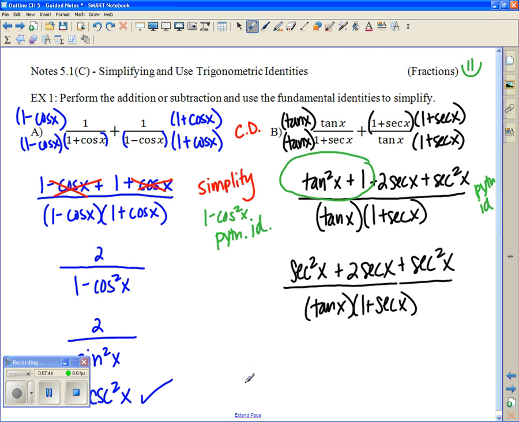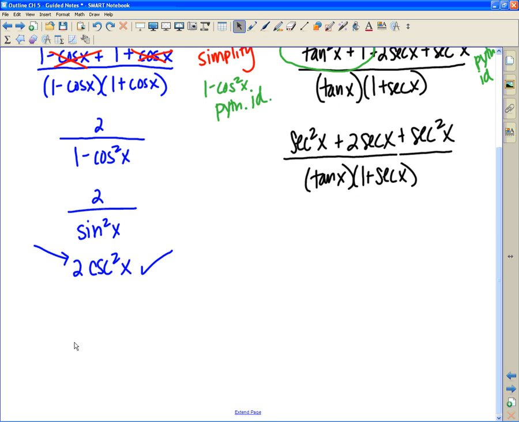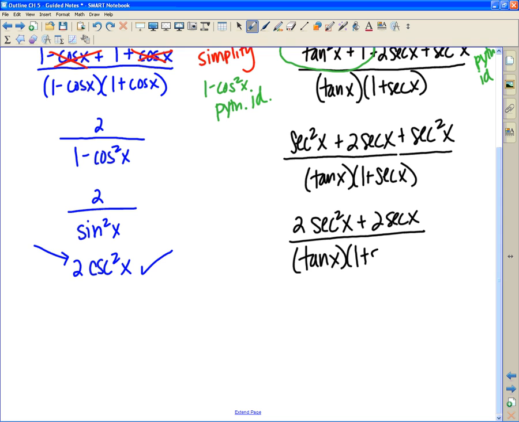Okay, combining like terms on the top, I have 2 secant squared x plus 2 secant of x over tangent times 1 plus secant. Sitting here to analyze what I've been doing, I am seeing that there's a 1 plus secant on the bottom, and I was really hoping that I could get a 1 plus secant on the top to go away with it. You're always wanting to see if you can simplify further.